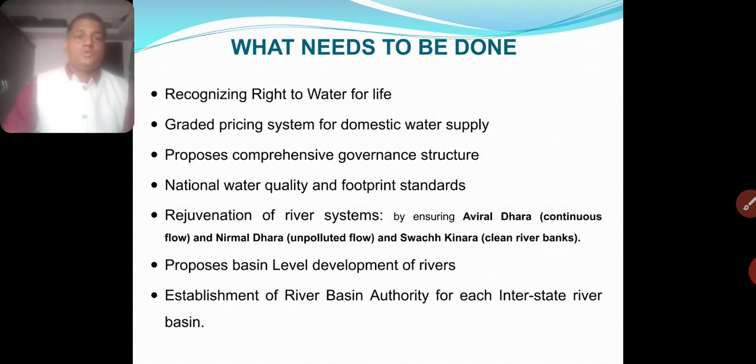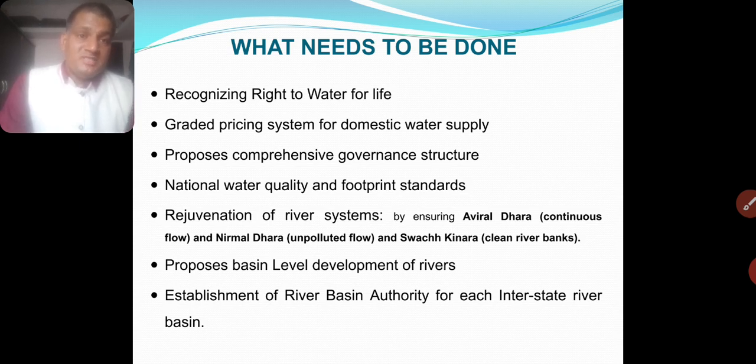What needs to be done? We have to overcome our problems, and we have to do these things. Recognize the right to water for life, a graded pricing system for the domestic water supply, comprehensive governance structures, national water quality and footprint standards, and rejuvenation of river systems like Aviral Dhara, continuous flow, Nirmal Dhara, unpolluted, and Swachh Kinara, clean river banks. Likewise, if you apply this, the river systems will be rejuvenated.